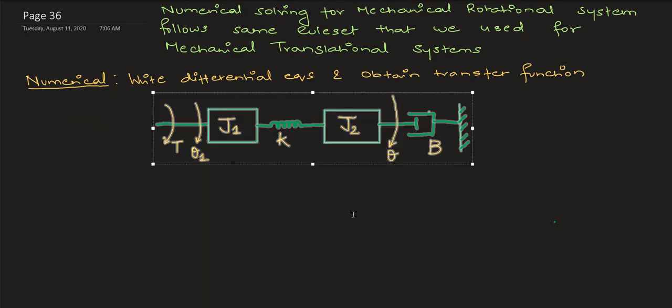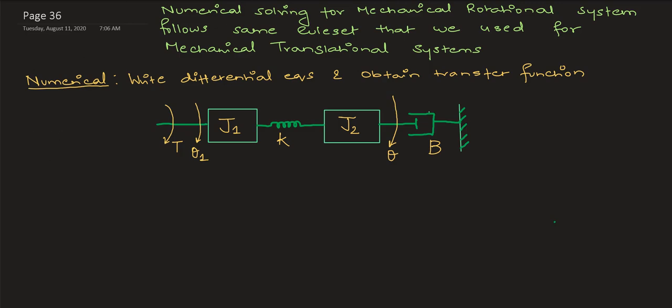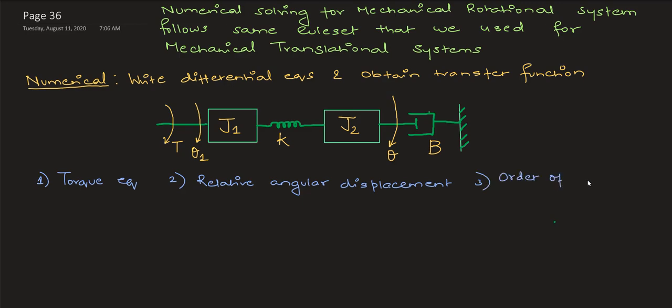The questions also look similar. Write the differential equation and obtain your transfer function. So let's do that. So this is my question. I have my mass equivalents as J1 and J2, and my external force is your torque T, and your relative displacements, or just angular displacements, are theta1 and theta. Then I have a rotational spring coefficient K and a rotational dashpot B.